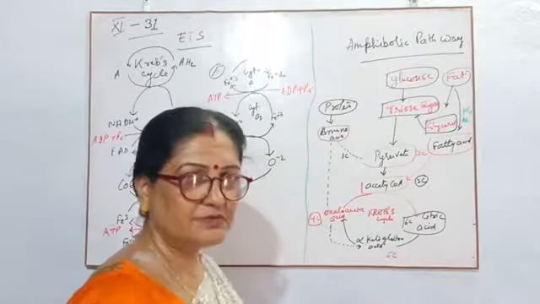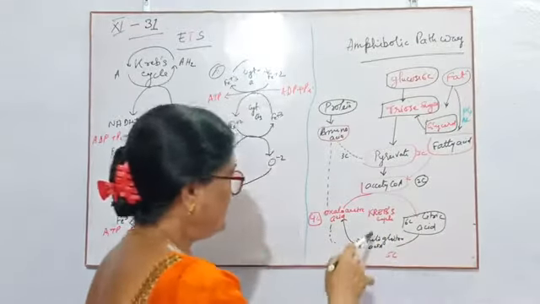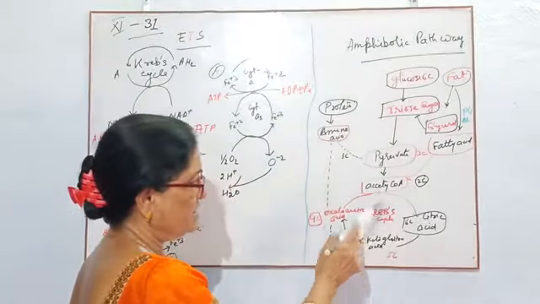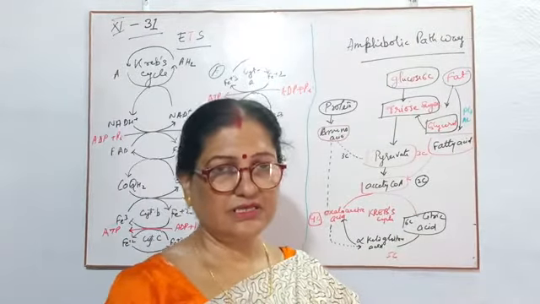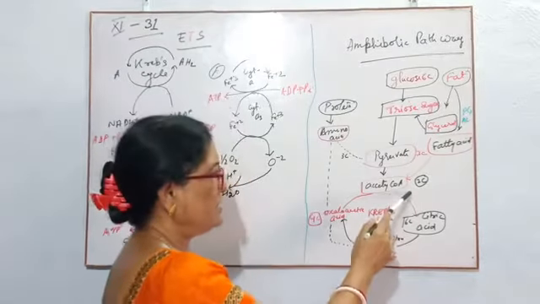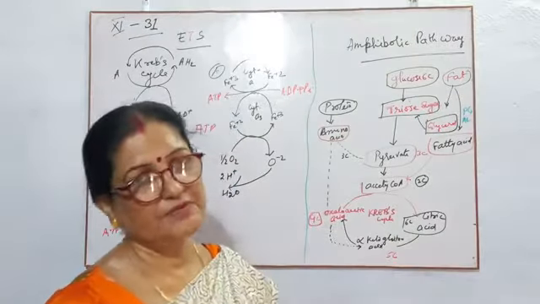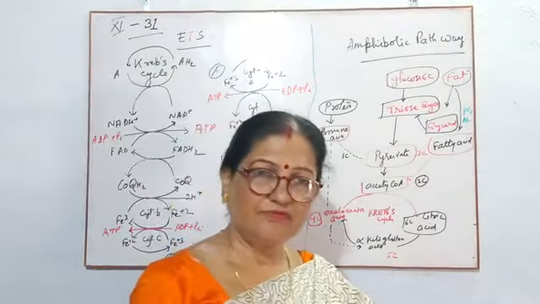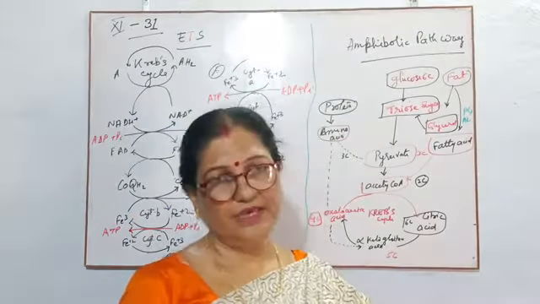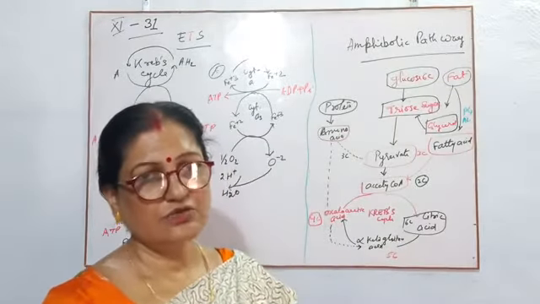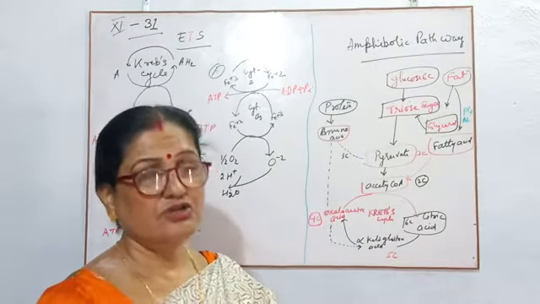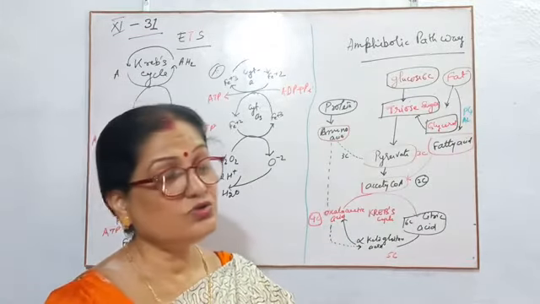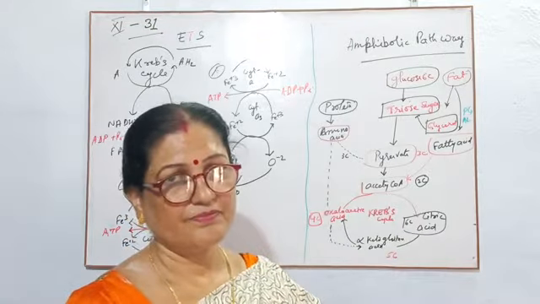Then after the formation of pyruvic acid, before entering the Krebs cycle, there are about 4 steps. It will form another compound, acetyl coenzyme A, with the help of the catalyst coenzyme A. These 4 steps are very essential to enter the Krebs cycle.